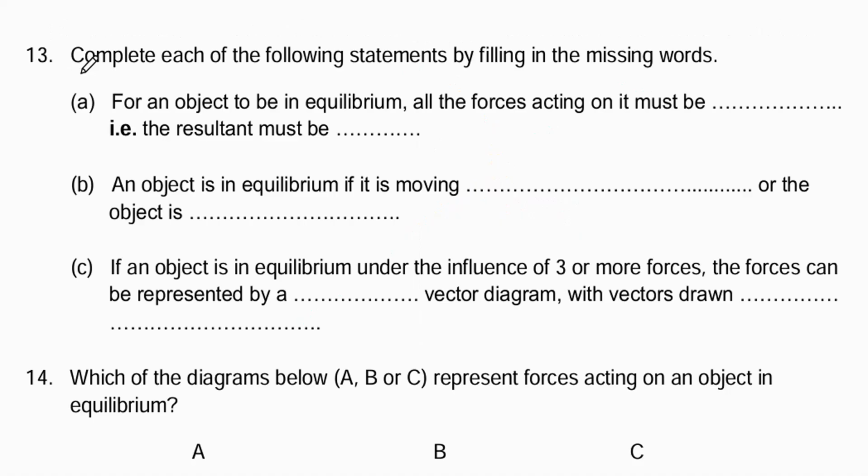Then in question 13 it says, complete each of the following statements by filling in the missing words. In A, for an object to be in equilibrium, all the forces acting on it must be balanced, i.e., the resultant must be 0. Then in B, an object is in equilibrium if it's moving at constant velocity.